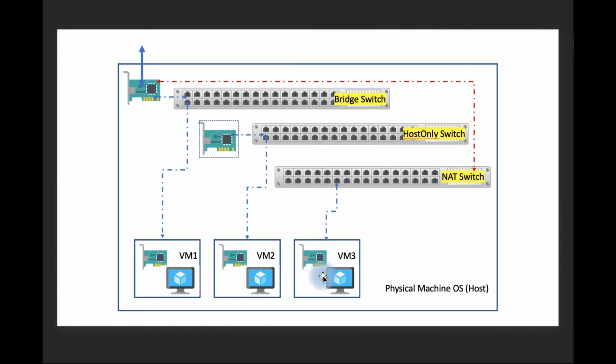So when it tries to reach the internet, that packet will reach this NAT switch. The NAT virtual switch will rewrite the packet source address with the IP address of the physical interface of the host, and then the packet will be sent out. When the reply comes back, the NAT switch will get it, then it will change the receiver IP address to the VM's IP, and the packet will reach the VM.